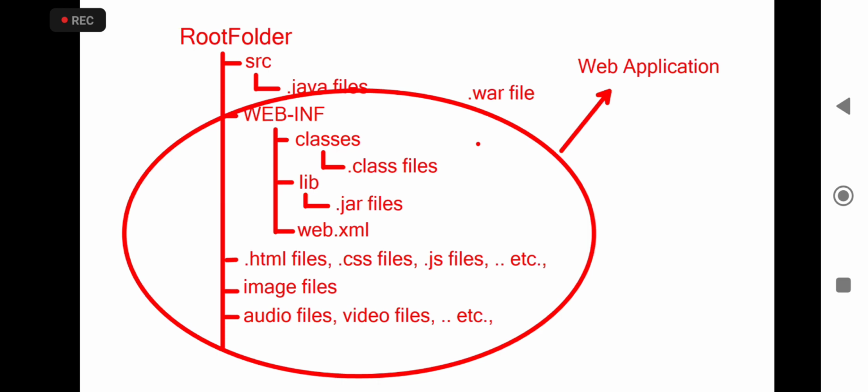So this totally we create as one file, a WAR file, WAR, web archive. That is called a web application. So it is like a zip file. All will be made into one bundle, like a zip file.